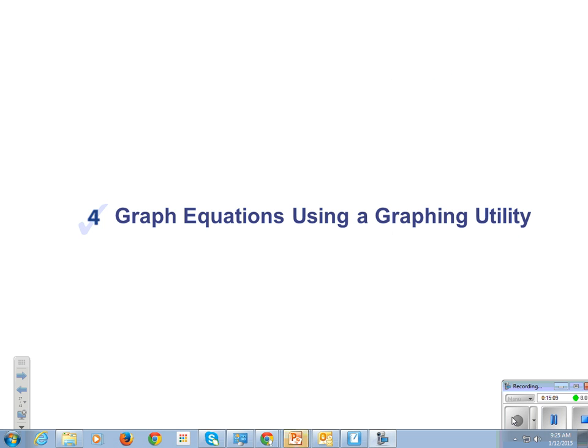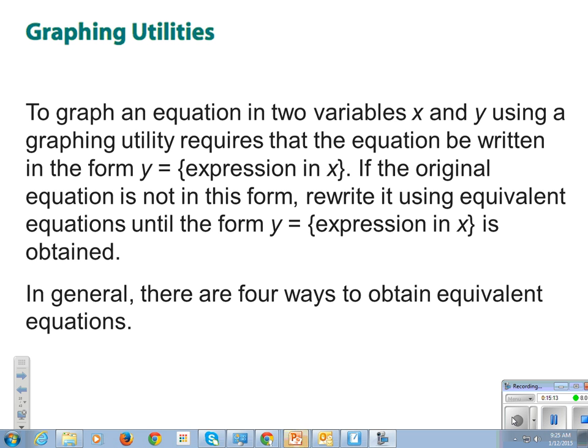All right. Now my favorite part is the graphing calculator part. And I think I've gone through all of them. All right, so graphing utilities. To graph an equation in two variables, x and y, using a graphing utility requires an equation in the form of y equals. Now that is for your graphing calculator. For the online utility, it doesn't need to be in y equals. But if you have a graphing calculator, you need to solve for y before you put it in.